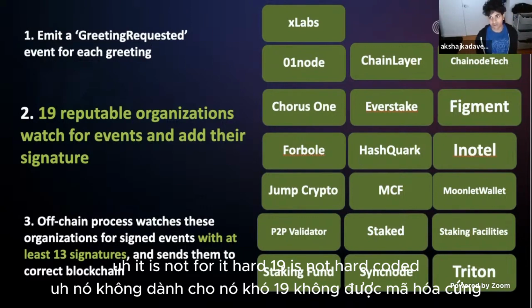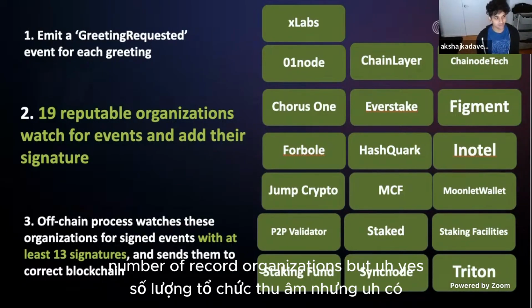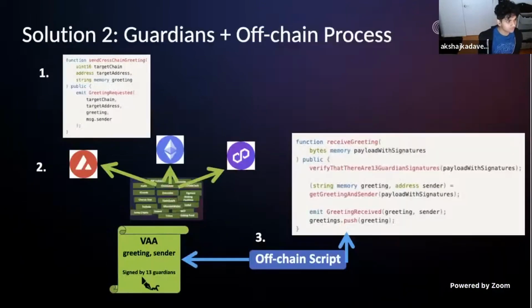The 19 is not hard coded. 19 is just the current number of reputable organizations, but yes.